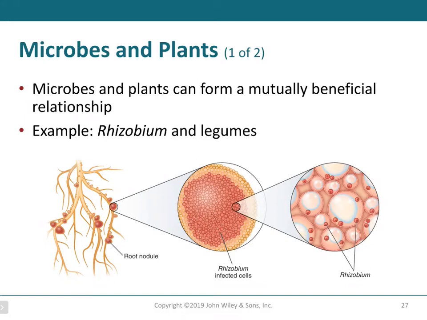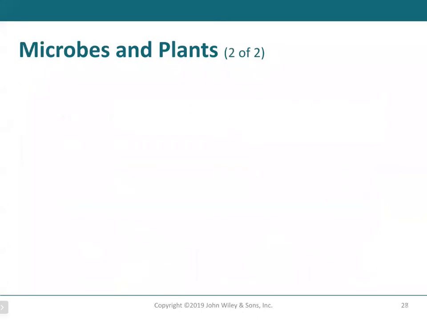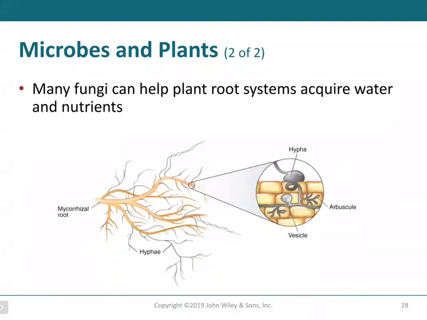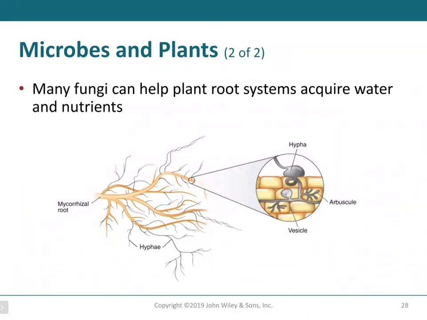Actually, this is the best form of interaction between organisms. Rather than attacking one another, it's better to help one another to live. So the plant provides nutrients and even habitats for the microbes, while the microbes provide the plants with a usable form of nitrogen. Many fungi can also help plant root systems acquire water and nutrients, basically through the growth of the fungi in the plant root systems.